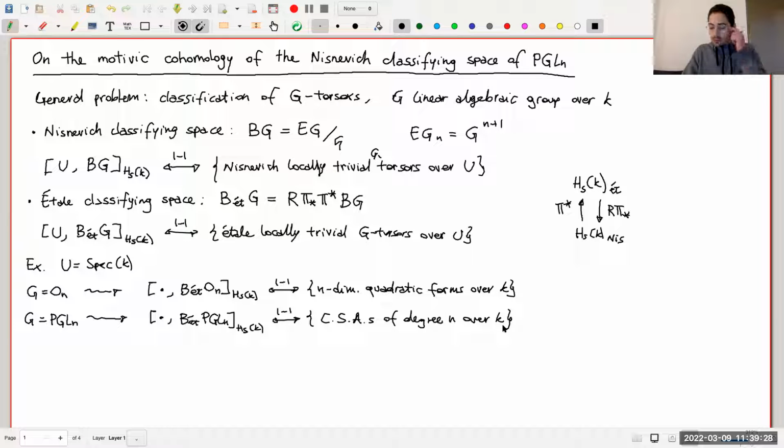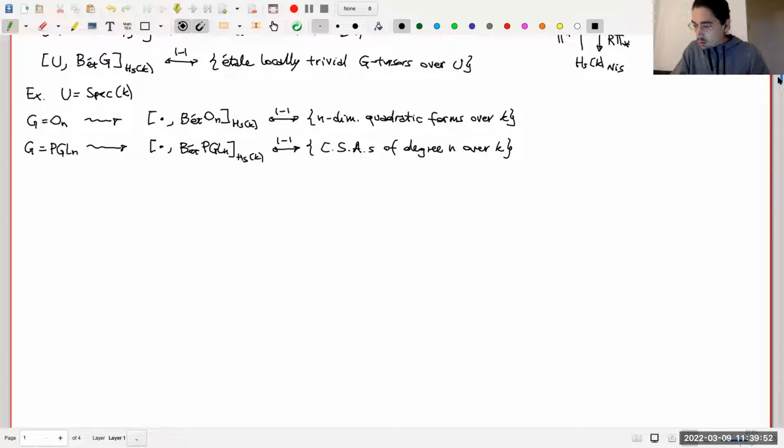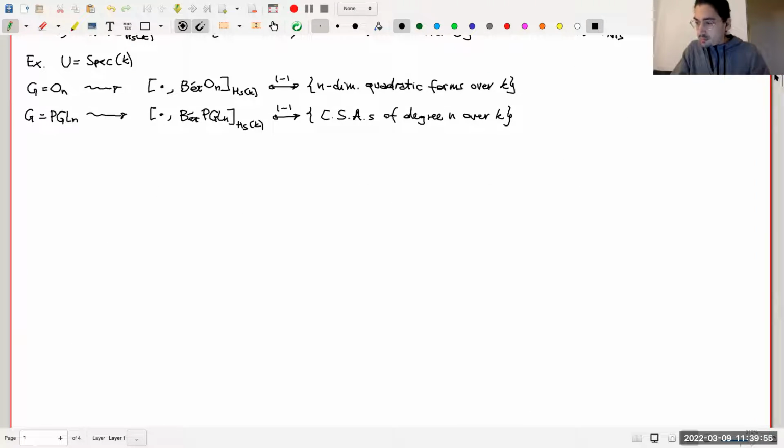And of course, if you have a good understanding of some cohomology theory for some classifying space, then you can produce a theory of characteristic classes and then consider the values of these characteristic classes in the cohomology of the base. And these are invariants of the torsors that you are considering. But now I want to tell a bit more about the Nisnevich classifying space.